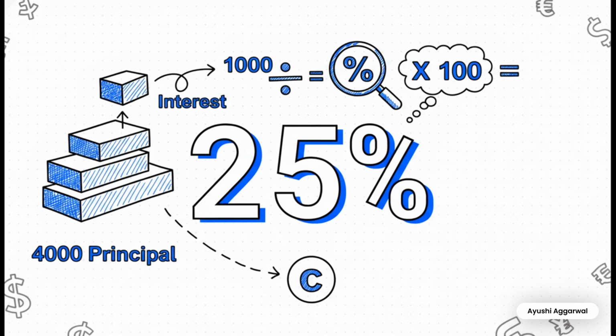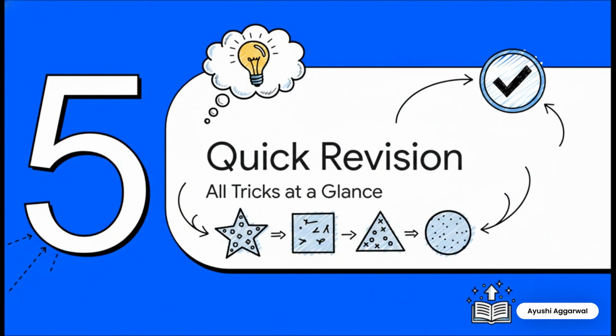We're in the home stretch. We have everything we need now. The interest for 1 year is 1,000, and the principal is 4,000. Let's just use the basic rate formula, SI divided by principal times 100. That's 1,000 over 4,000 times 100, which gives us 25%. Option C is correct. Excellent work.